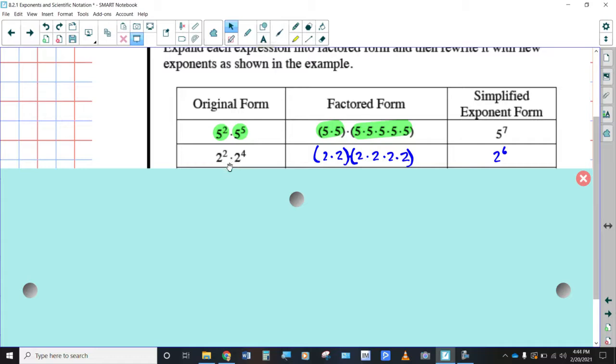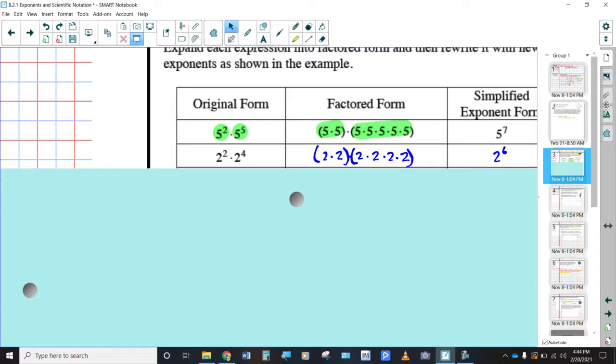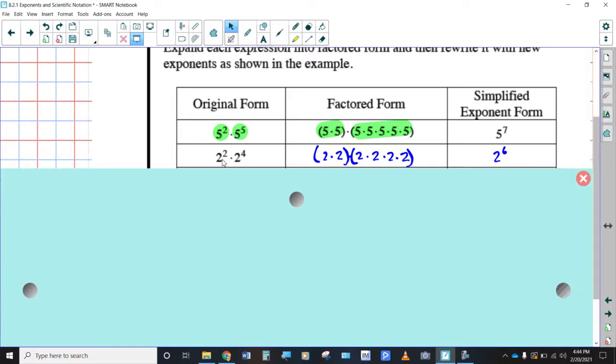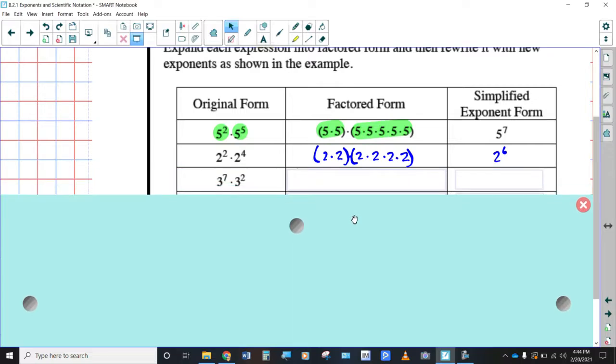Are you getting closer to a rule for what happens when you multiply two powers that have the same base? Remember, the 2 is the base. The exponent is the number in the upper right-hand corner. So the same base, 2 and 2, gets repeatedly multiplied 6 times. Let's do the 6th. All right, try it now.